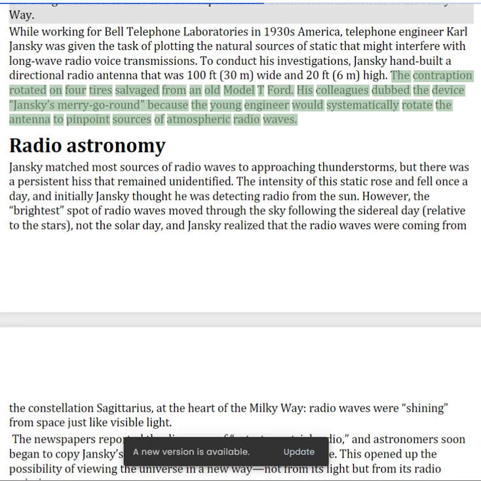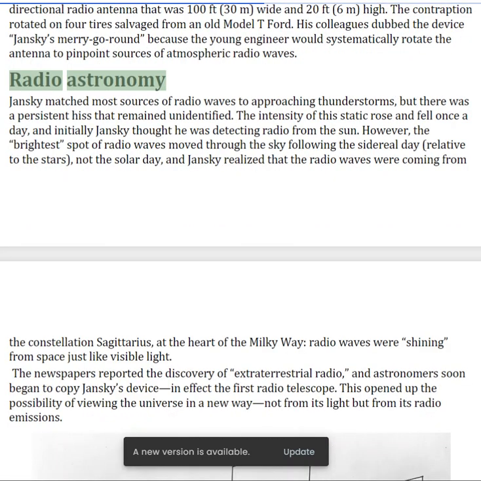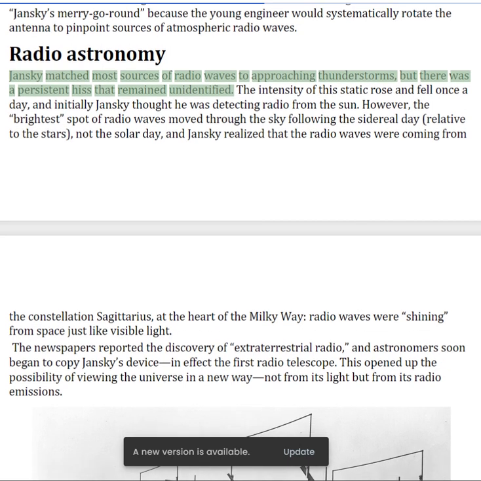His colleagues dubbed the device Jansky's merry-go-round because the young engineer would systematically rotate the antenna to pinpoint sources of atmospheric radio waves. Radio astronomy. Jansky matched most sources of radio waves to approaching thunderstorms, but there was a persistent hiss that remained unidentified.